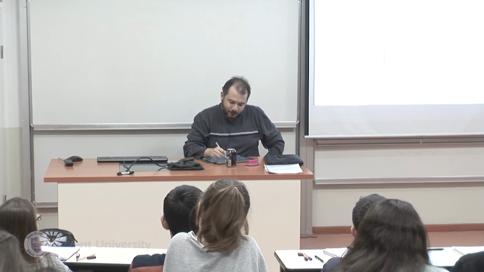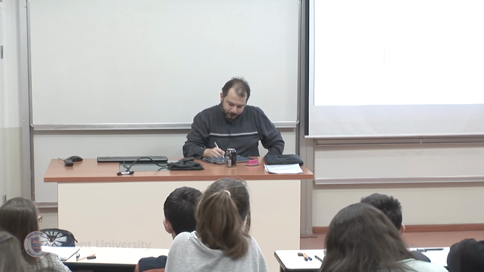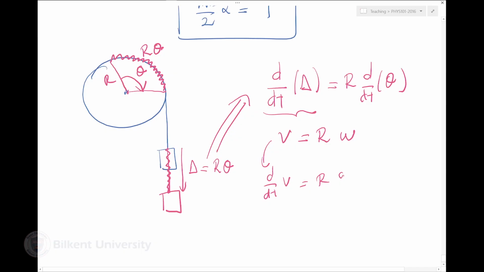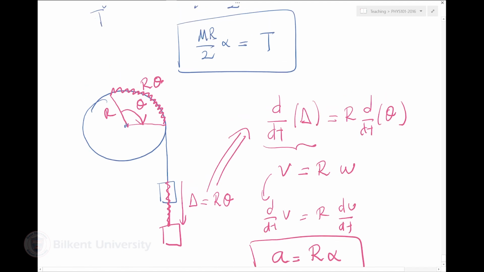But if I take one more derivative, I find that a is r times alpha. Now that would be my third equation. Okay, so I can solve those three equations.